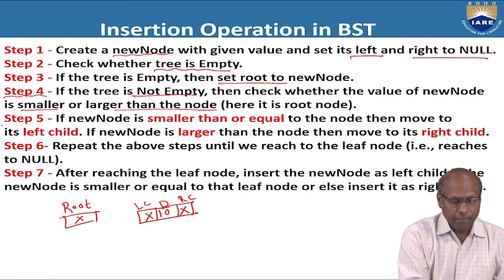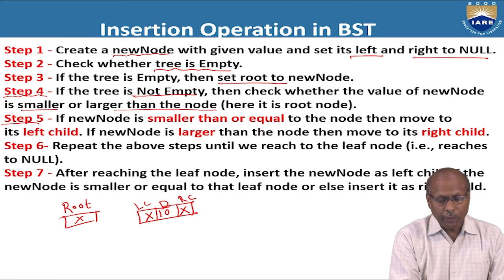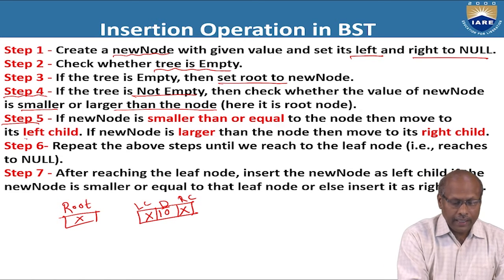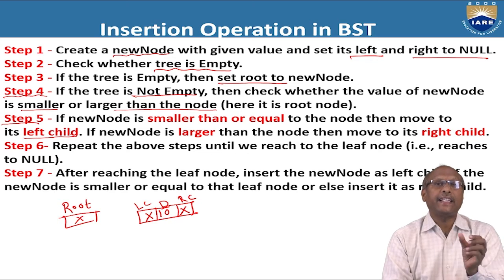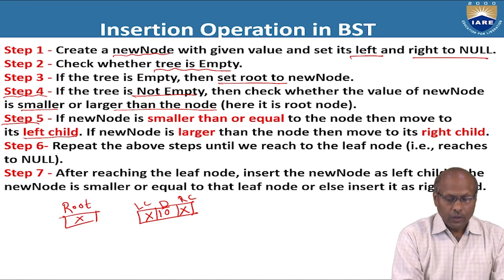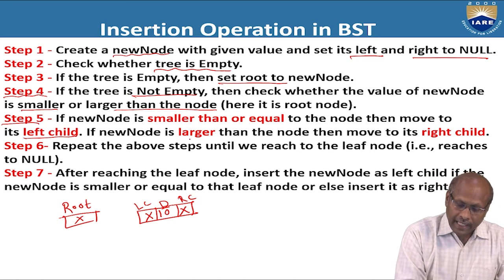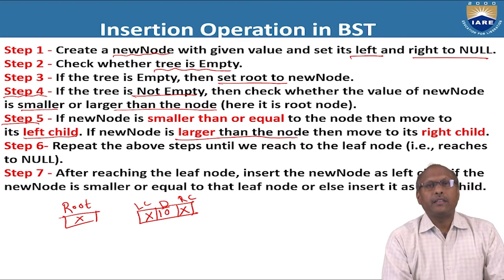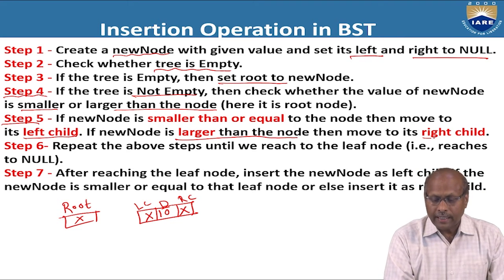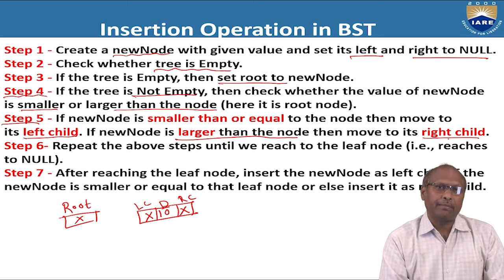Based upon the value, it will decide whether to go left side or right side. So check whether it is smaller or larger than the node. In step 5, if the new node is smaller than or equal to the node, then move to the left child. So the new node will be acting as the left child of the parent. If the new node is larger than the parent node, then move to the right child. That means this new node becomes the right child of the parent.